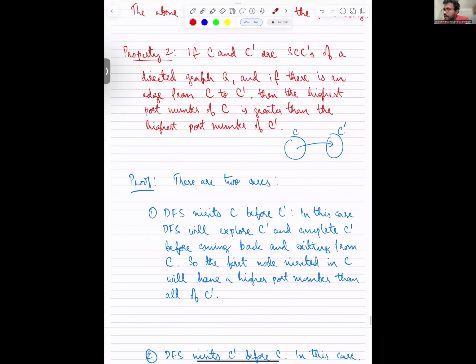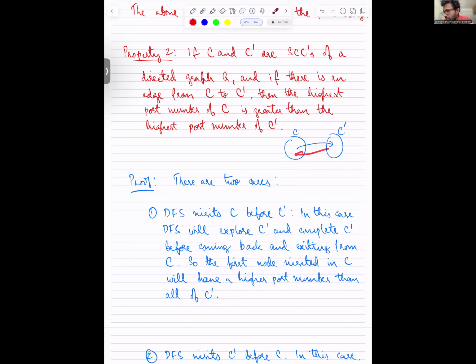And case two is you visit C prime first before C. That also can happen. But if you visit C prime before C, you will completely visit all the vertices in C prime. Let's say there is a vertex X that has the highest post number. The entire C would not have been discovered at this point, because there is no edge like this. No vertex in C would have been discovered as a result of the exploration in C prime. Right?